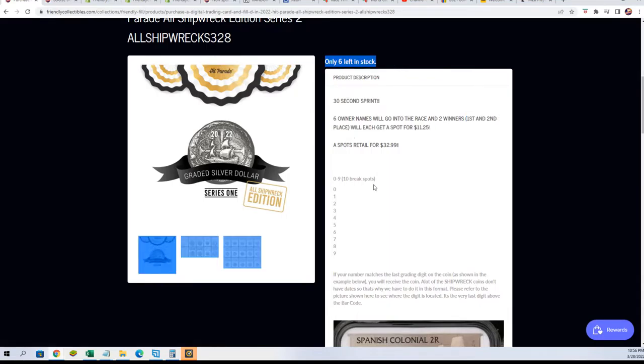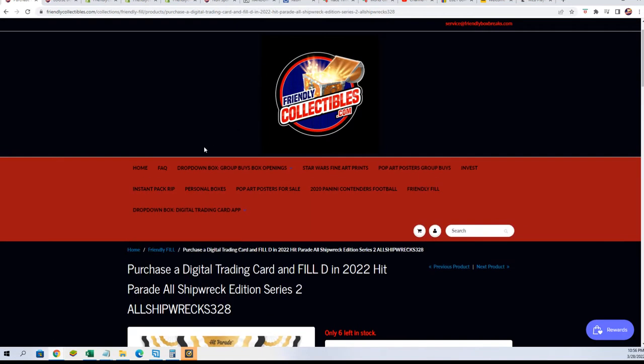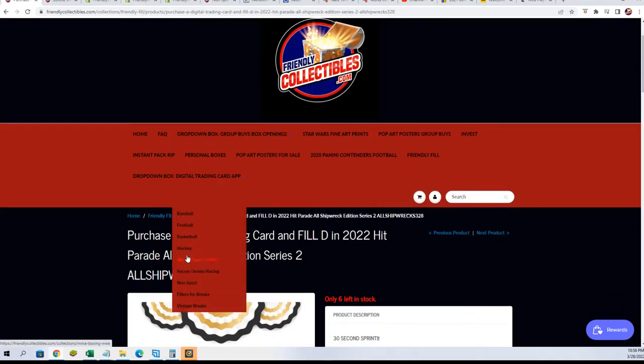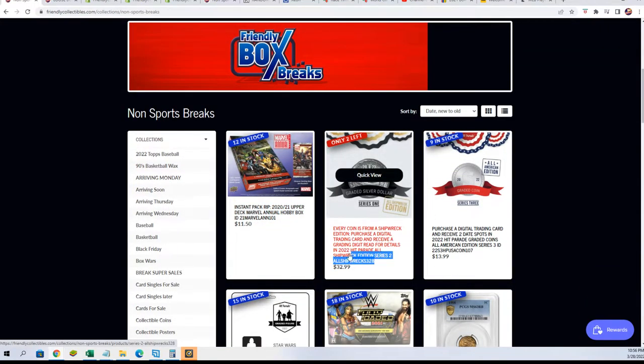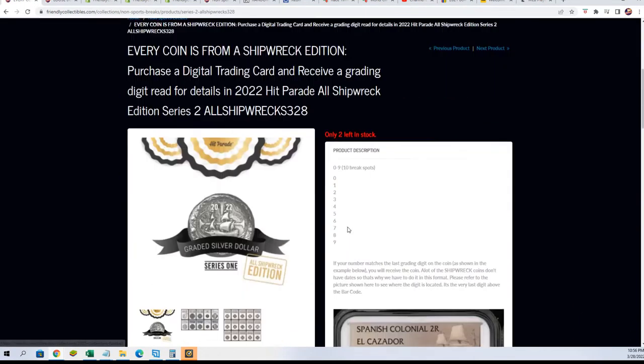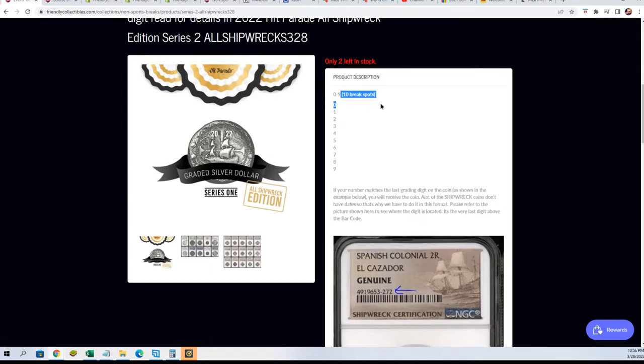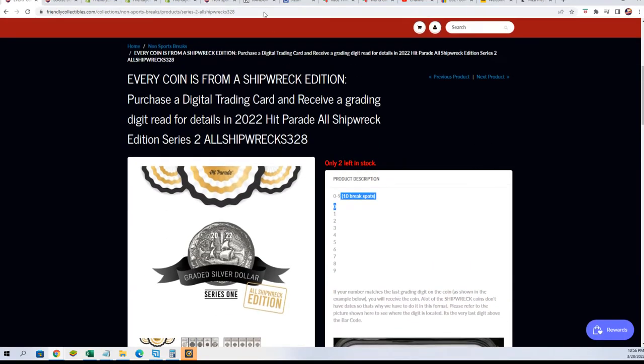So this is how you can win and get in the break for really cheap. But we also have a spot or two left that you can get the regular way, which is when you get in this, you own a number. There's only 10 total spots. There's one shipwreck coin in every break. So this is how you get in the regular way.